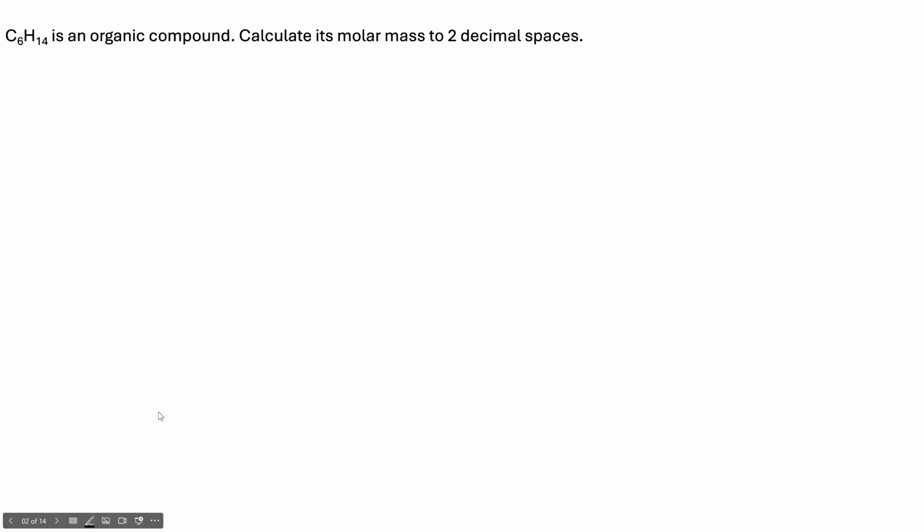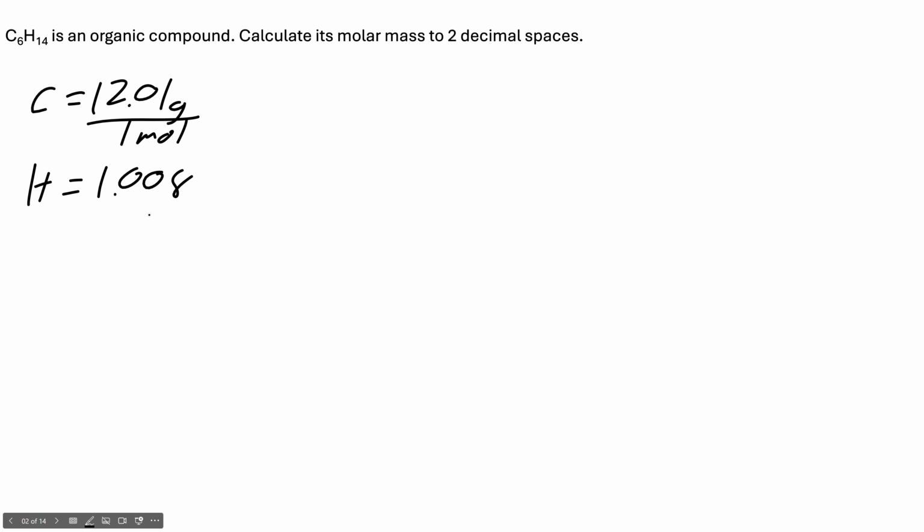So we'll start with carbon. Carbon has an atomic mass of 12.01. Hydrogen has an atomic mass of 1.008. These are values I'm reading directly off of a periodic table. This is in terms of grams per 1 mole. On your periodic table, it might say AMU instead, but AMU and grams per mole actually mean the same thing.